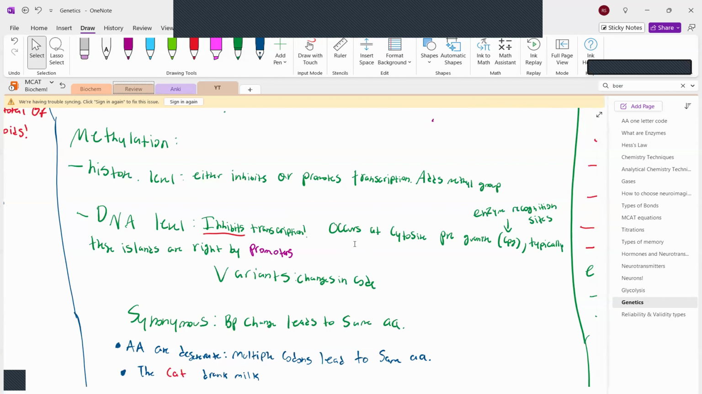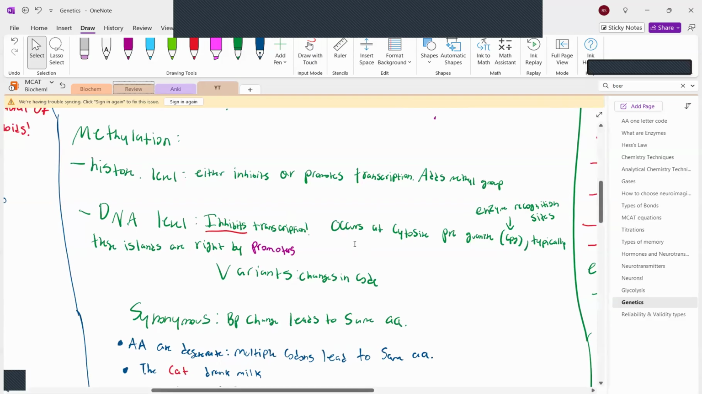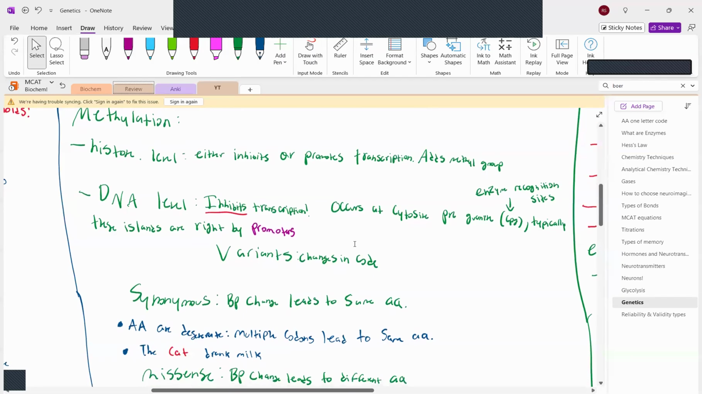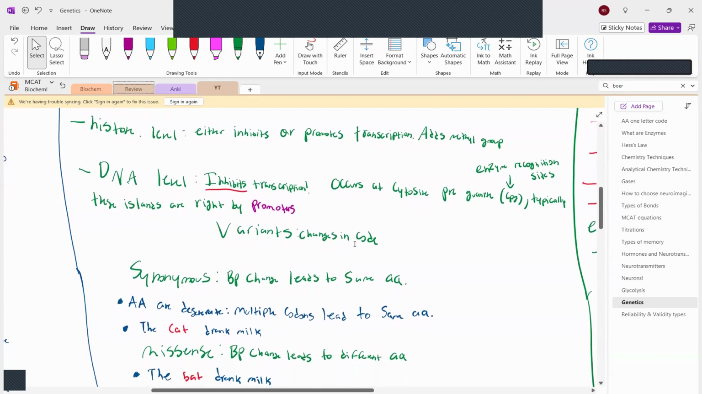CpGs are enzyme recognition sites, and they're also typically called CpG islands. So there will be a bunch of CpGs typically right by the promoter region, which makes sense, right? Since promoters are what start to transcribe genes. So it makes sense that they'd be by the promoters, as close to the action as possible, as close as they need to be to inhibit that RNA polymerase.